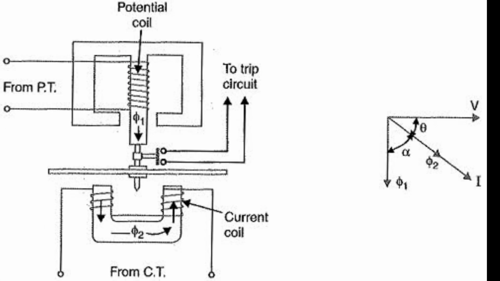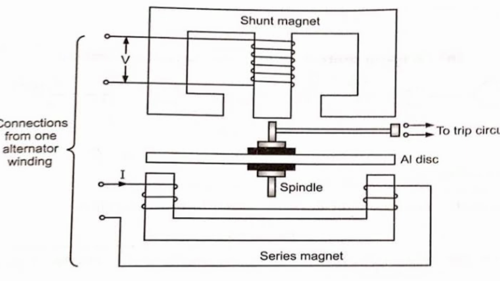The voltage coil has a high inductance designed in a way that the voltage lags the current in the coil by about 90 degrees. This lag ensures that the magnetic field generated from the current in the upper coil lags the magnetic field produced by the current in the lower electromagnet. The two magnetic fields which are out of phase produce eddy current in the aluminum disc, and this creates a torque that tries to rotate the disc.